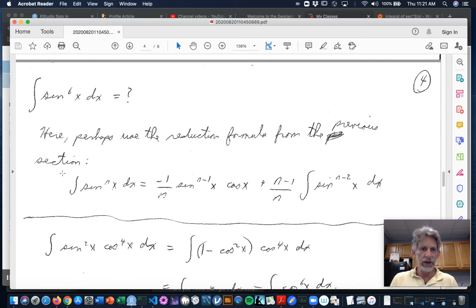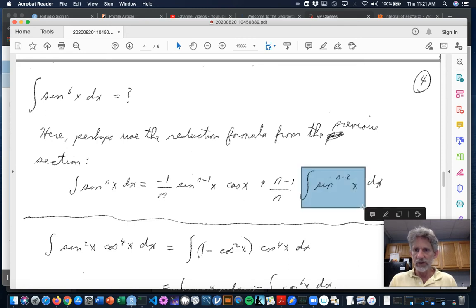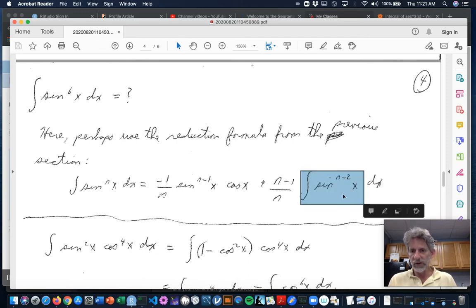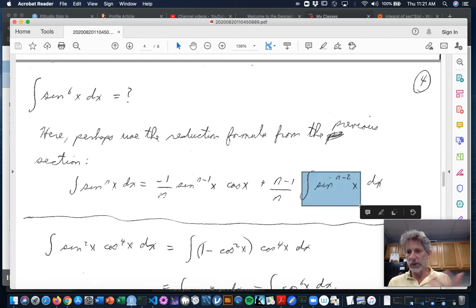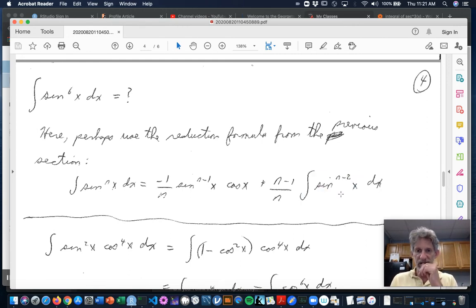And so this way you could start with sine to the 6th, and then you have to do a sine to the 4th, and you could use the reduction on sine to the 4th and get something involving sine squared, and you could even use the reduction on that, getting something involving sine to the 0, which is 1. You could work like that if you wished.